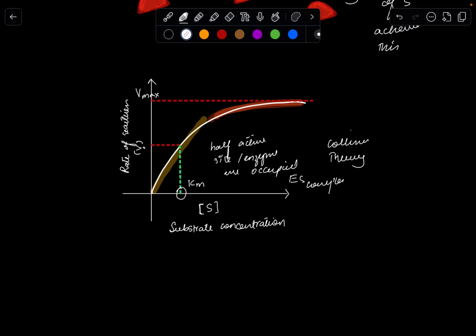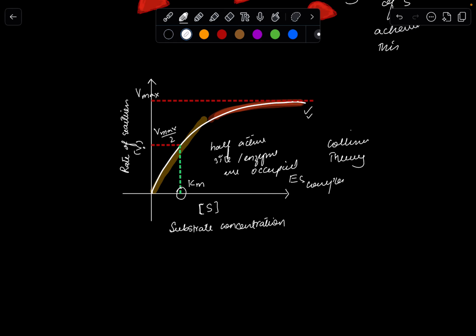Now you can notice that reaching Km happens at a much lower substrate concentration than reaching Vmax. You have to add a lot more substrate to reach Vmax, but for Vmax over 2, not so much. So this is not always half and half substrate. This is very much dependent on the substrate, the enzyme, and the conditions of the reactions, etc. This is the simplest explanation for building an intuitive understanding of Vmax and Km.